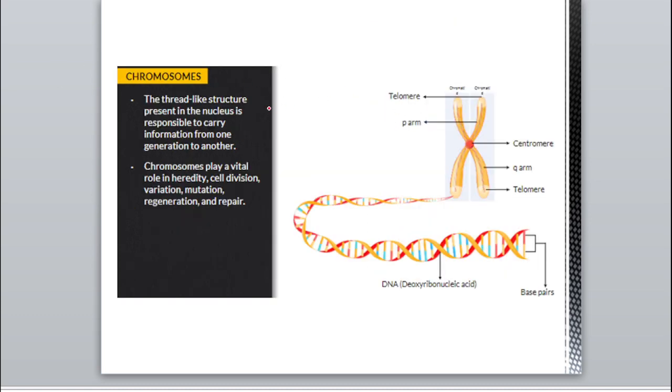Now, chromosomes are thread-like structures present in the nucleus, and they are responsible for carrying information from generation to generation. So chromosomes are very important, and they play a very important role in heredity, cell division, mutation, variation, and repair. We will be learning about them one by one in the coming sessions.